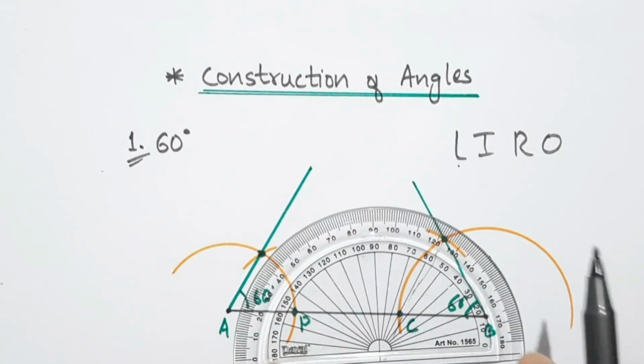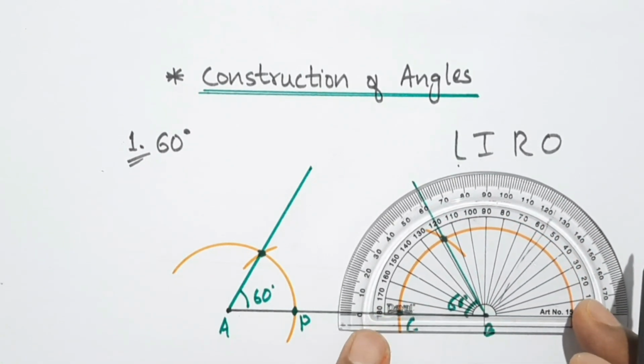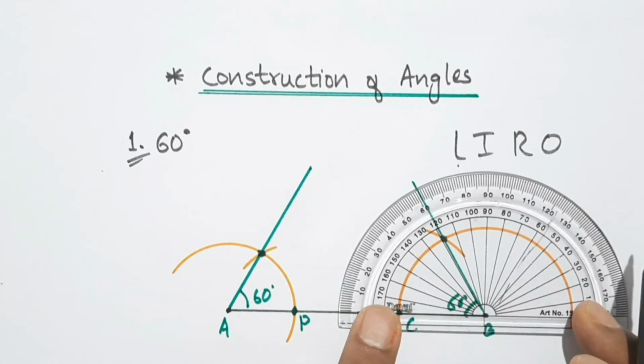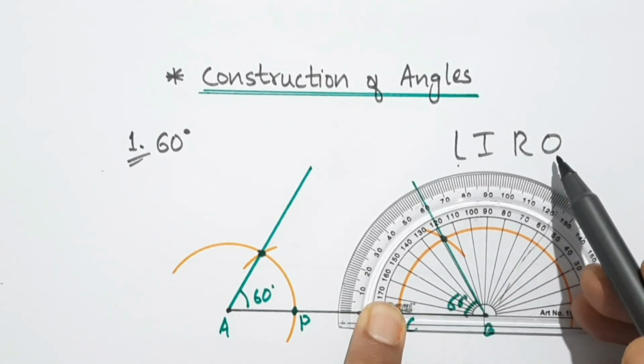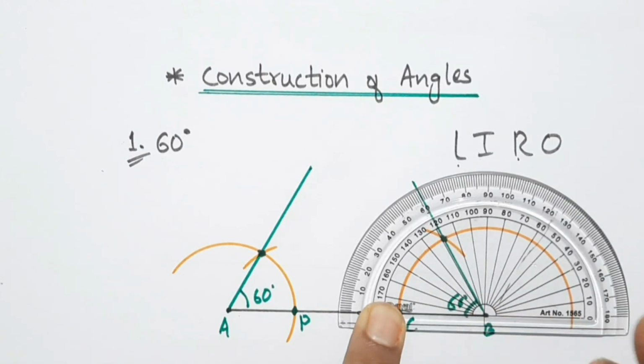Similarly, if you are measuring the angle from the right point or right side of the line, then you are going to see the outer scale, right outer. So here on the outer scale, it is 60 degrees.